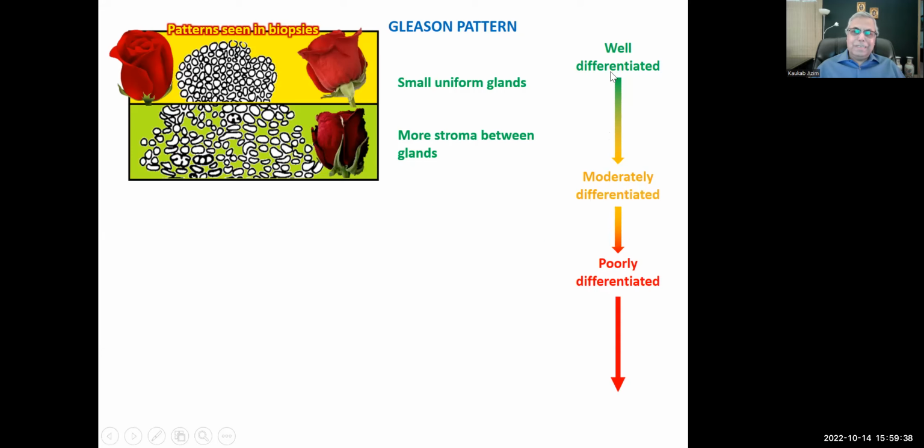So what you see on this side is that we are progressing from well-differentiated to moderately differentiated, all right? So in this third pattern, we have dead roses, but still they are roses.